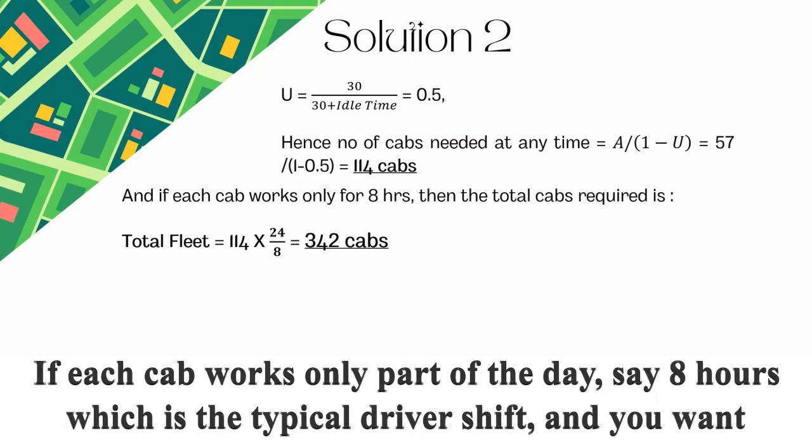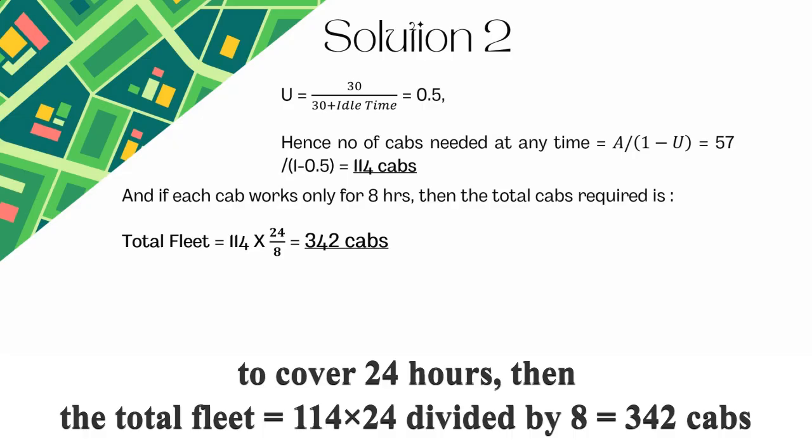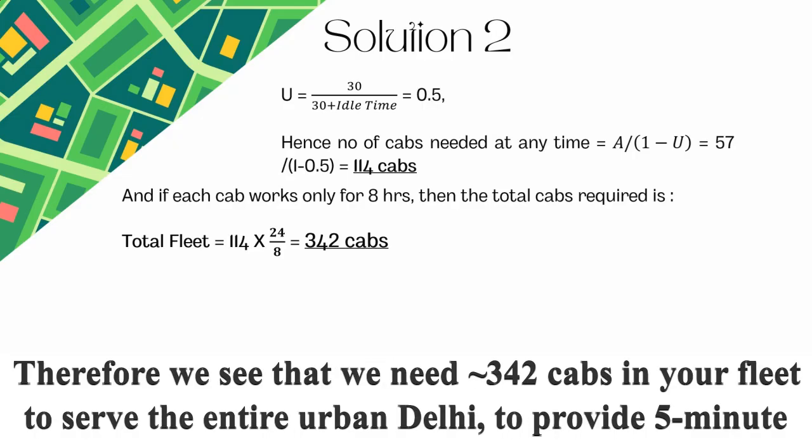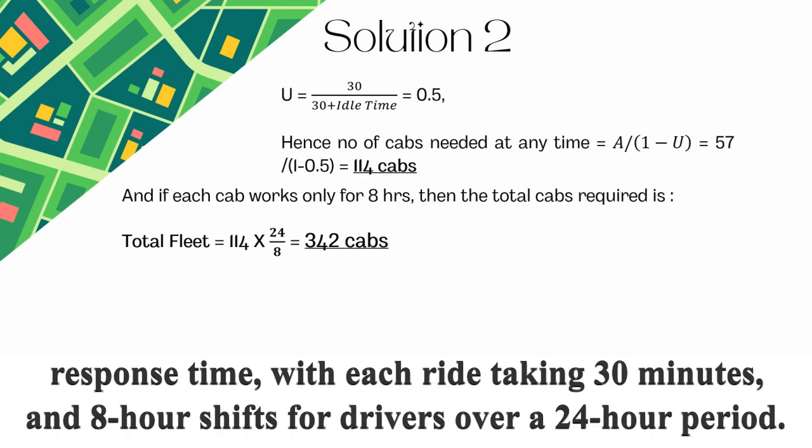If each cab works only part of the day, say 8 hours, which is the typical driver shift, and you want to cover 24 hours, then the total fleet is equal to 114 times 24 divided by 8, which is equal to 342 cabs. Therefore, we see that we need approximately 342 cabs in the fleet to serve the entire urban Delhi, to provide 5 minutes response time, with each ride taking 30 minutes and 8-hour shifts for drivers over a 24-hour period.